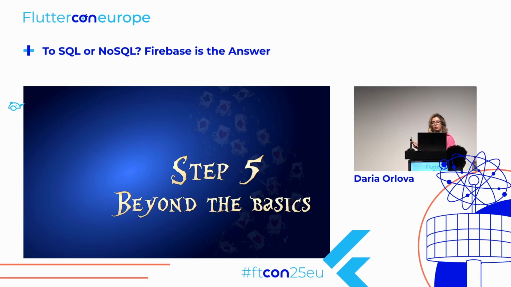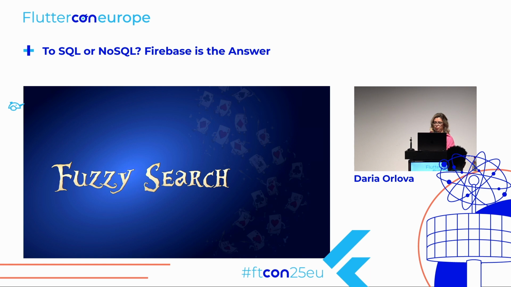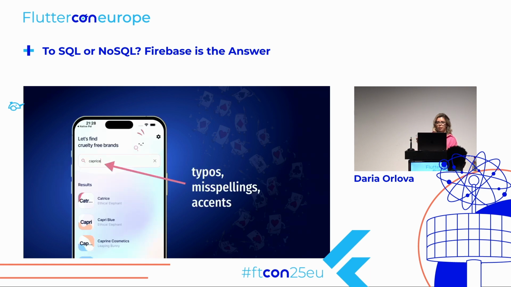These were the basic use cases that are allowed by DataConnect. If you don't go beyond that, it looks all nice and easy. But what if you want to implement fuzzy search, for example? In my app, if you type a brand name with a typo or a misspelling or with an accent, it should still be able to find the result, because that's how search is expected to work. So if we type Catrice, the actual brand name should still be found.